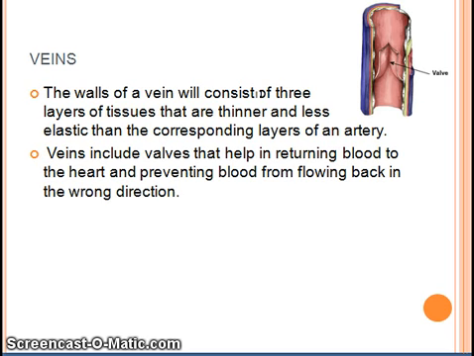Veins. The walls of a vein consist of 3 layers of tissue that are thinner and less elastic than the corresponding layers of an artery. Veins include valves that help in returning blood back to the heart and prevent blood from flowing in the wrong direction. The function of a vein is to transport the deoxygenated blood back to the heart so that it can be reoxygenated and sent back around the body.